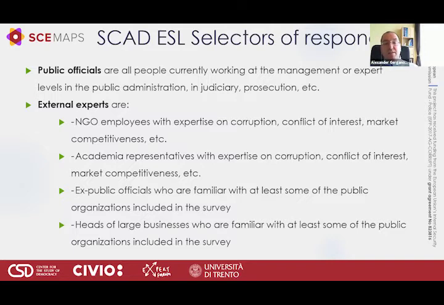The experts are public officials who are currently working at management or expert level in the public administration, in the judiciary, prosecution, and they are between a third and half of the participants in the survey. We recommend that public officials are a third of the participants, and external experts are more or less a balanced selection of NGO representatives, media, academia, ex-public officials, and even heads of large businesses if they are willing to participate. And of course, if they are familiar with public organizations and with the sector as a whole.